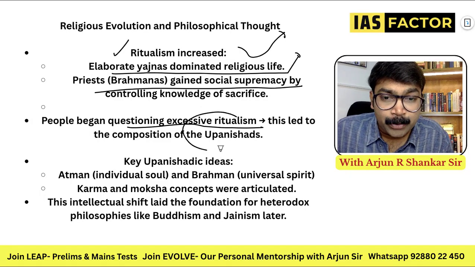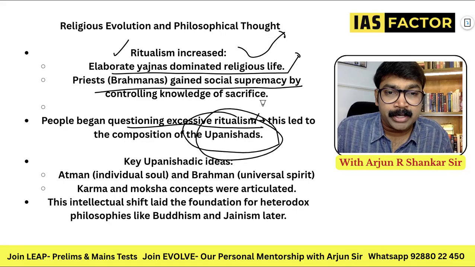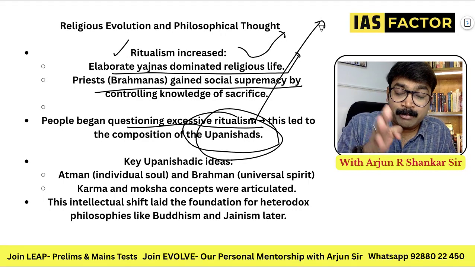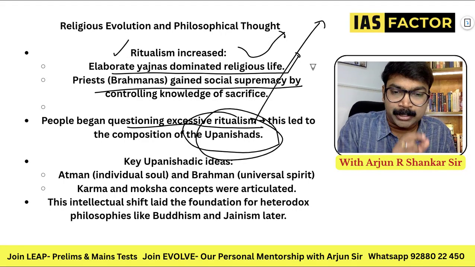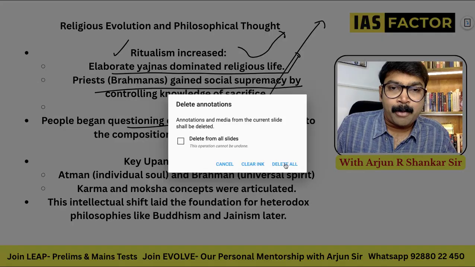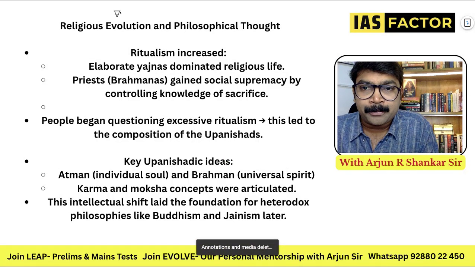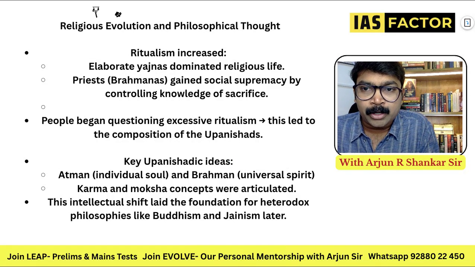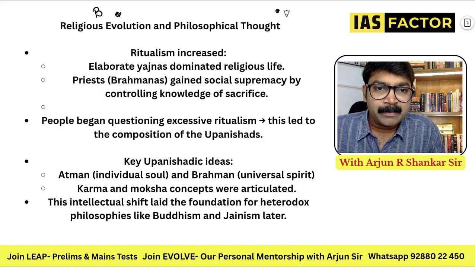This led to the composition of the Upanishads. A very important thing: the literal meaning of Upanishad is sitting by the side of the Guru. The Upanishads had two very important concepts: one is the Brahman concept, and the other is the Atman concept. So Atma and Brahman.